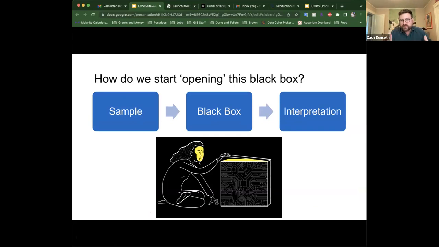One of the big things that we came into, and why I'm personally so interested in this, is how do we start opening this black box? How do we make interpretation and especially reuse of our data possible through ontologies?